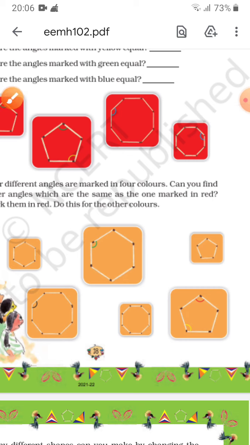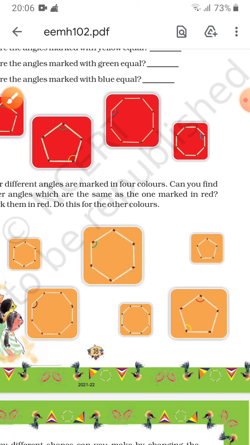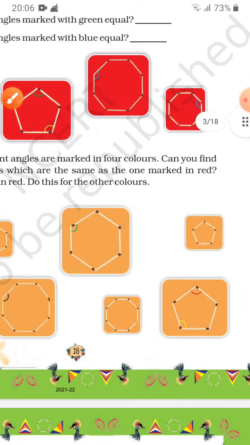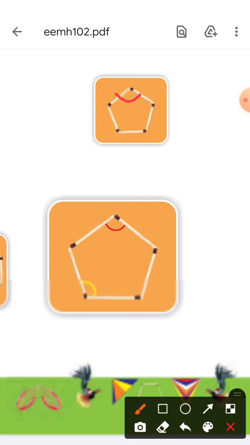Next one, you can see here it is the red and here it is the yellow color. So in this figure, as the figure is the same, we can do the same also. We are just using the same color here. One is red, another one is yellow color here. Okay, so we can make the same angles in both of the figures we are having here.